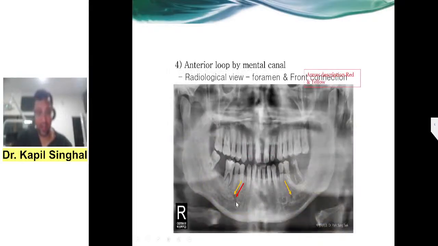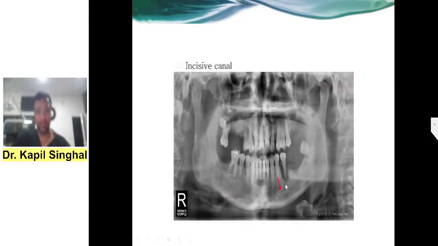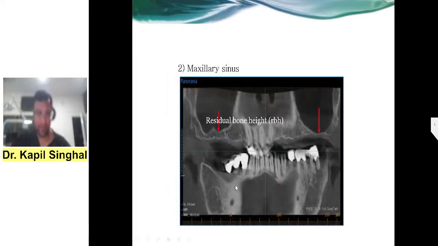Now if you can see on this picture, on the right side you can see the loop with the red arrow. On the left side there is no loop, so it is not necessary that every time the loop would be present. Now can you see this branch in front from the mental foramen? This is known as the incisive canal. Your incisive canal does not supply any of the vital structures, so if your implant is touching this incisive canal also, it is perfectly fine.